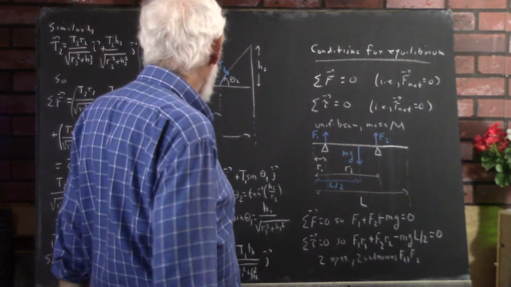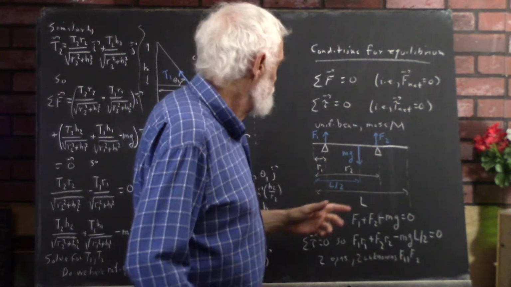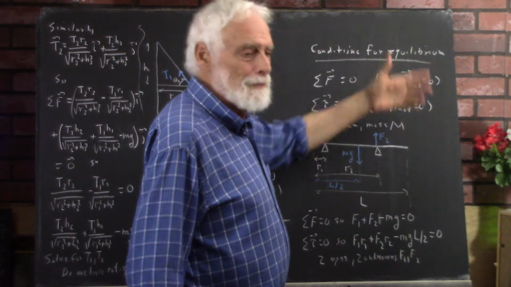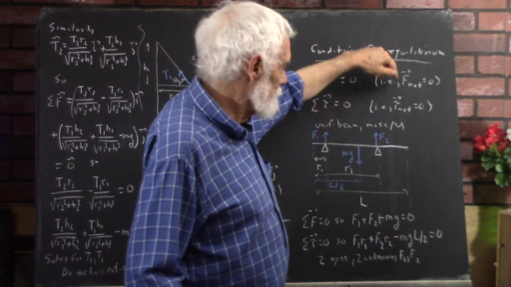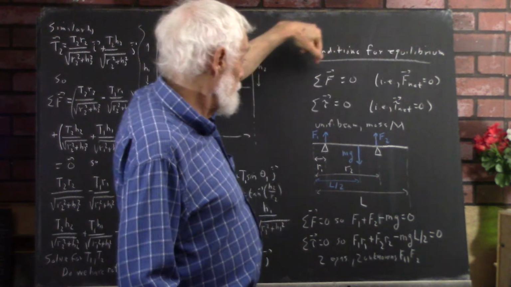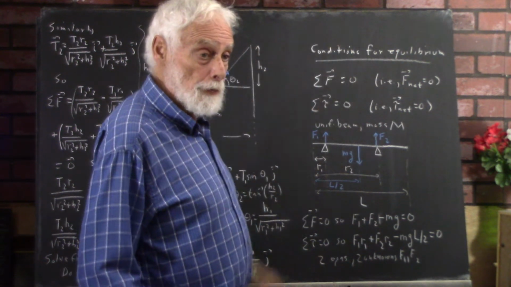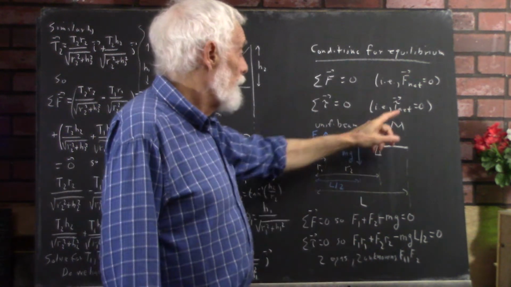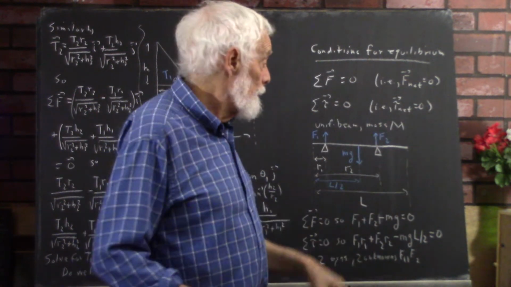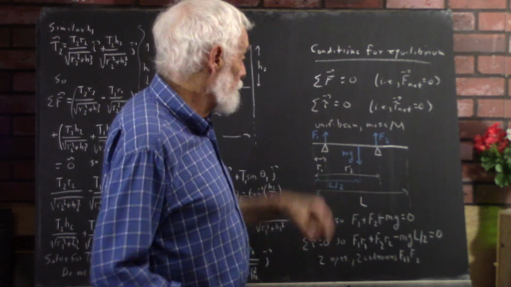Okay, the conditions for equilibrium. Forces have to be in balance, meaning that the net force has to be zero, which means that if you add up all your forces, of course that gives you the net force, and the sum of all the forces has to be zero. Net torque has to be zero. If the net force isn't zero, you have an acceleration. If the net torque isn't zero, you have an angular acceleration. So the sum of all your torques has to be zero.